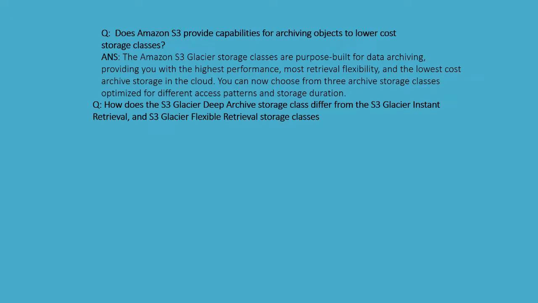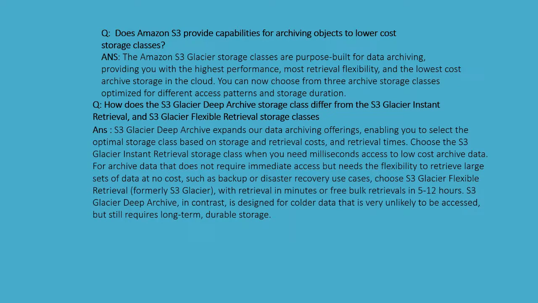How does the S3 Glacier Deep Archive storage class differ from the S3 Glacier Instant Retrieval and S3 Glacier Flexible Retrieval storage classes? S3 Glacier Deep Archive expands our data archiving offerings, enabling you to select the optimal storage class based on storage and retrieval cost and retrieval time. Choose the S3 Glacier Instant Retrieval storage class when you need millisecond access to low-cost archival data.